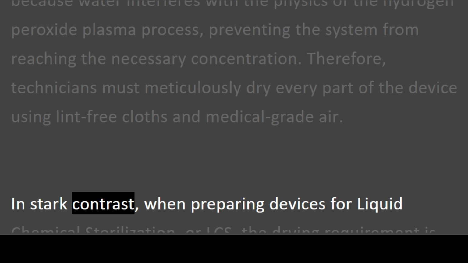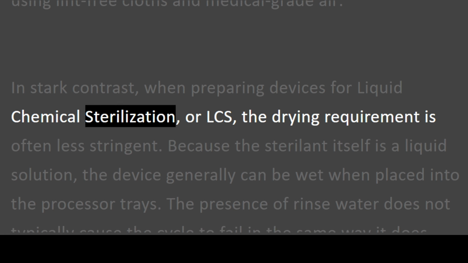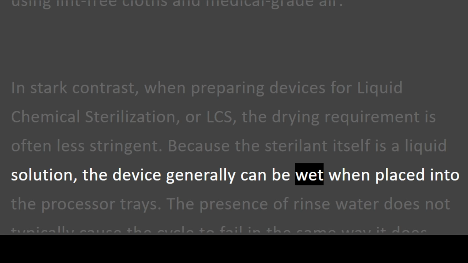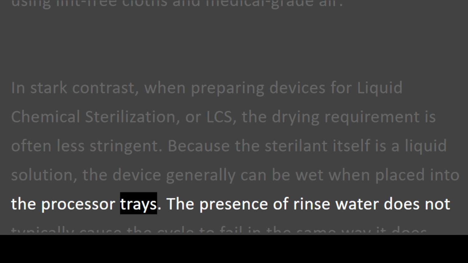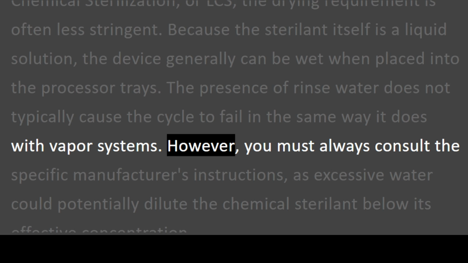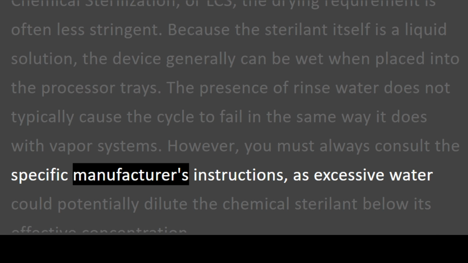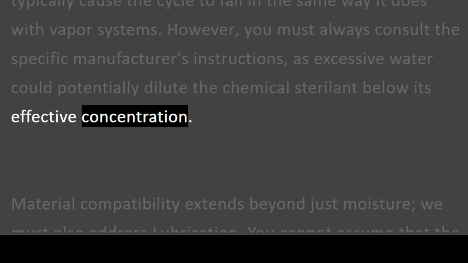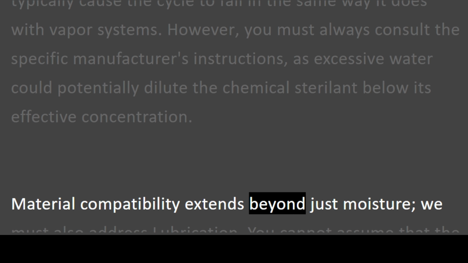In stark contrast, when preparing devices for liquid chemical sterilization, or LCS, the drying requirement is often less stringent. Because the sterilant itself is a liquid solution, the device generally can be wet when placed into the processor trays. The presence of rinse water does not typically cause the cycle to fail in the same way it does with vapor systems. However, you must always consult the specific manufacturer's instructions, as excessive water could potentially dilute the chemical sterilant below its effective concentration.